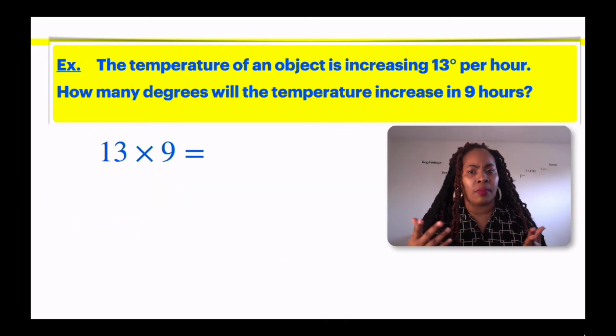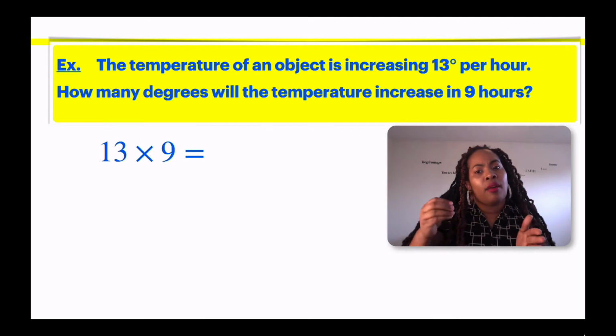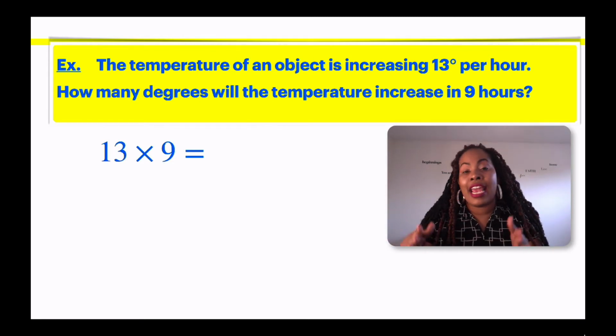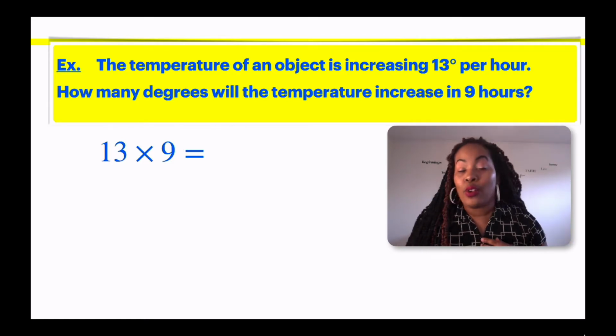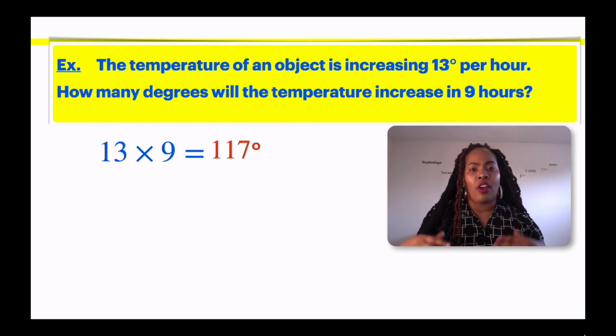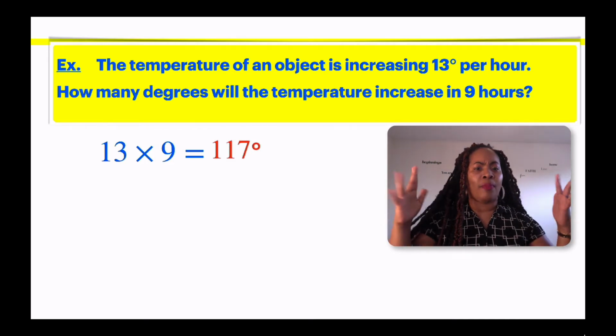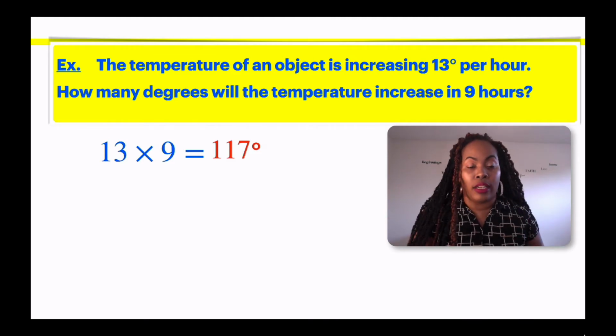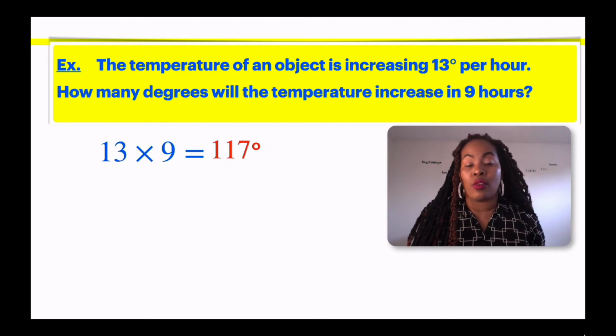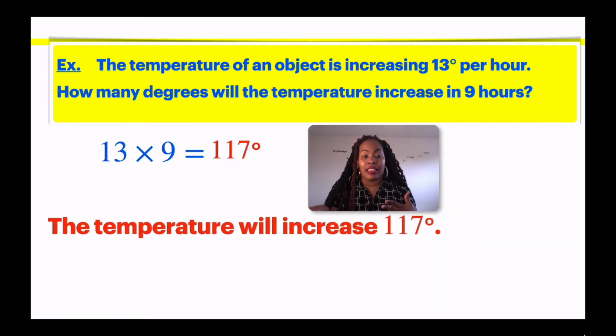We know that this is multiplication because it's 13 per hour. And how many hours are there? 9 hours. Therefore, it's multiplication. 13 times 9. And when you do 13 times 9, all you have to do is do it like you normally would, and you end up with 117. And we're going to put the degree symbol on there because we're talking about degrees of the temperature increasing. So, again, to answer the question out loud in English, the temperature will increase 117 degrees.